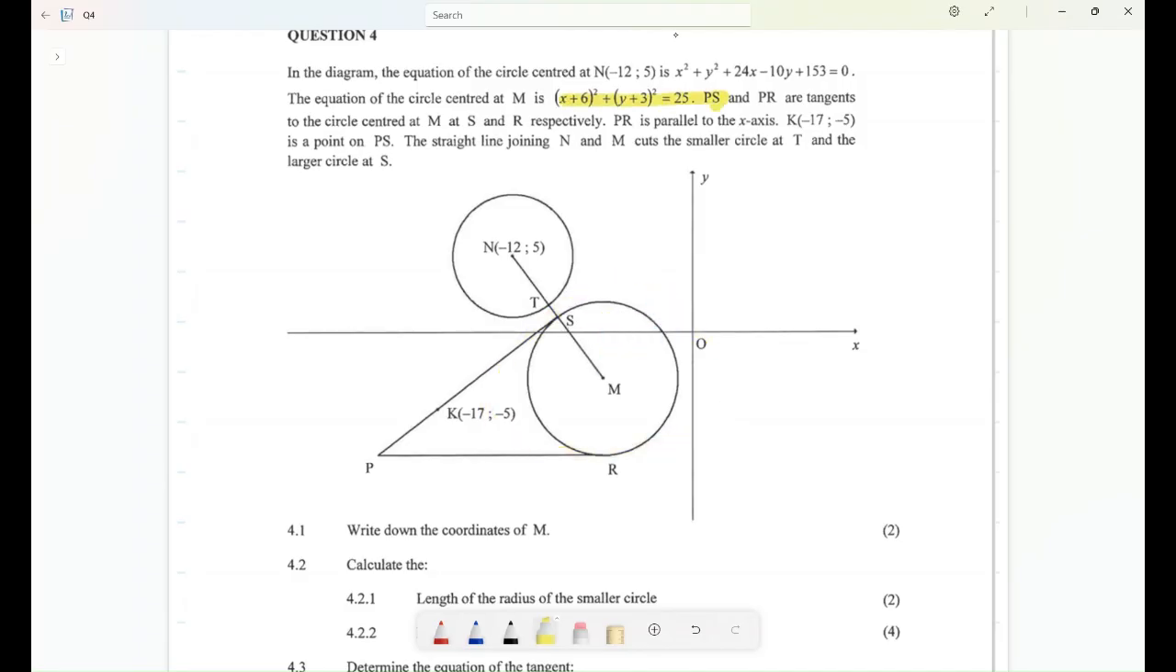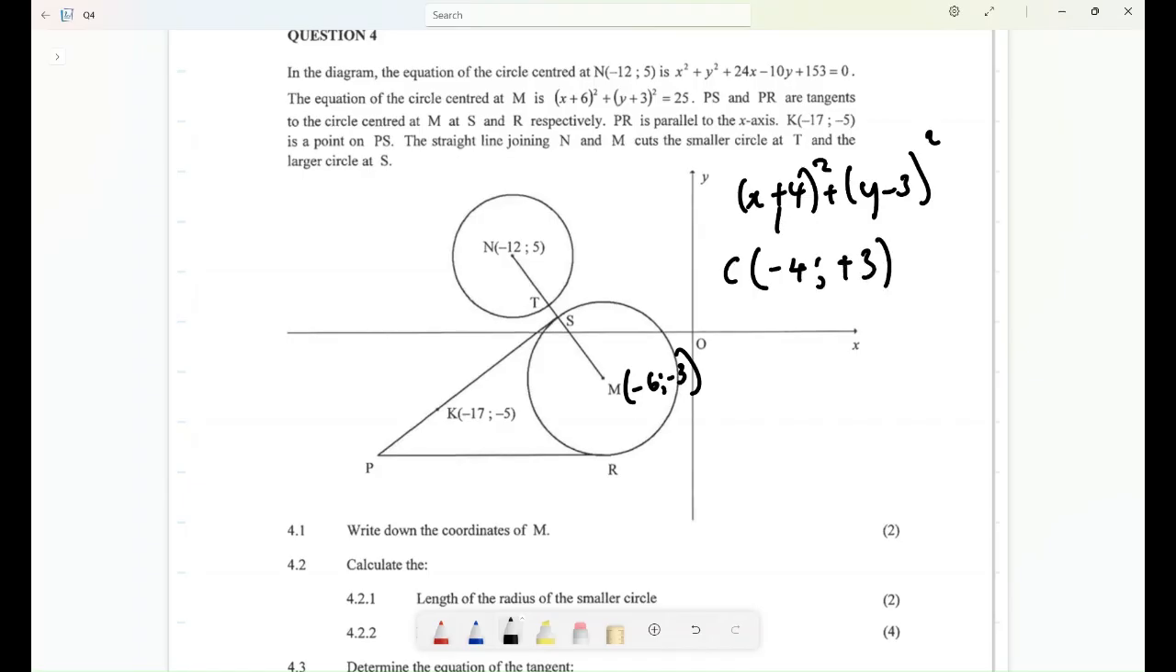Okay, centered at M. Now we know the coordinates of M in this case are going to be -6, negative of that, and negative of that. So the coordinates are -6 and -3. If I have x plus 4 and y minus 3, let's say something like this, the coordinates of the center are going to be -4 and 3. You just change the sign, okay? Yes. So now our radius is going to be 5, okay?